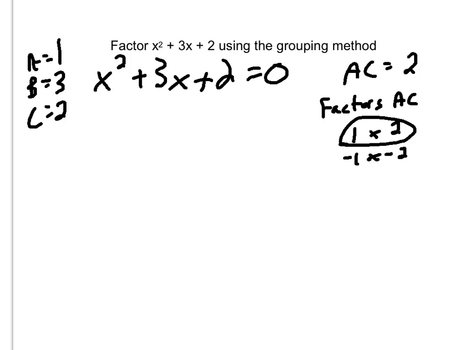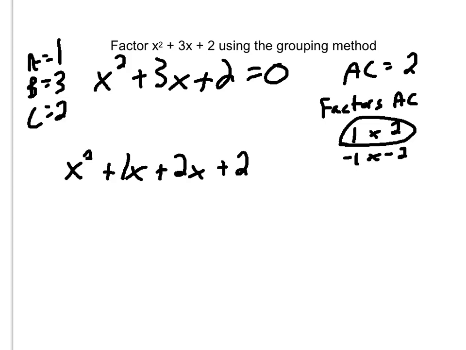Okay? Now, my next step is to go ahead and factor the expression using the group method or the box method. Okay, so we're using the grouping method here. How I'm going to do it is use these factors to break apart my 3x. I'm going to rewrite this as x squared plus, instead of 3x, I'm going to use my 2 factors of A times C. So I'm going to put plus 1x plus 2x, and then at the end plus 2.